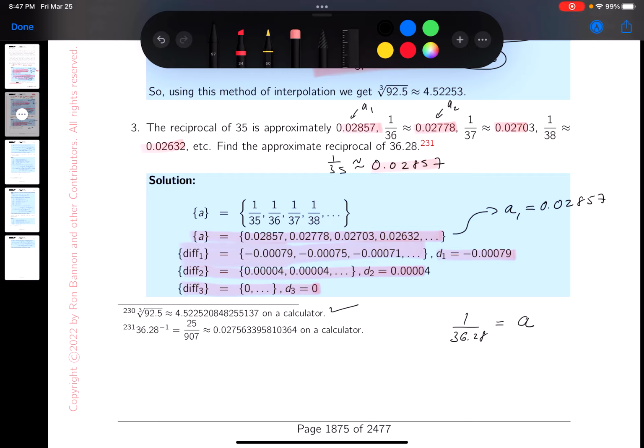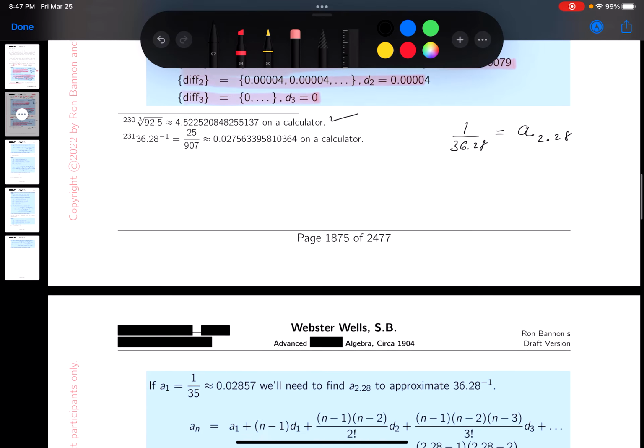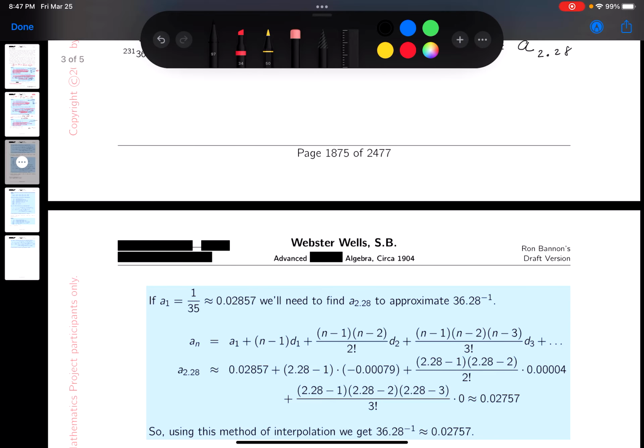So what do I want? I want A 2.28, right? Now again, it's important you understand that this is A2. So I want A 2.28. So I just use the formula. Let me cut to the chase. We'll go to the next page. And I want to point out what we're looking for, A 2.28.